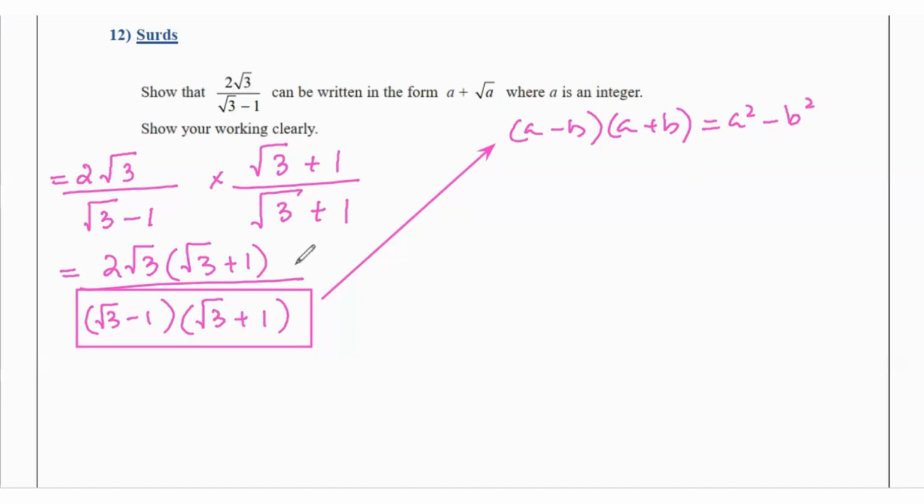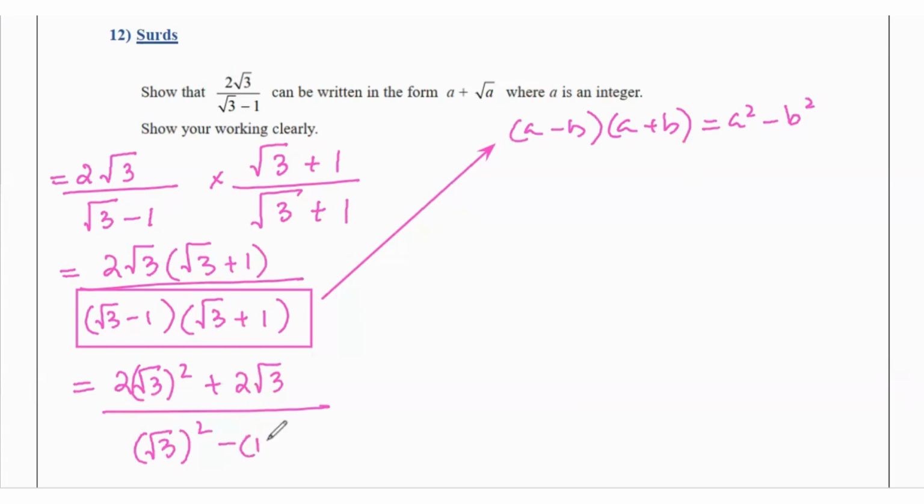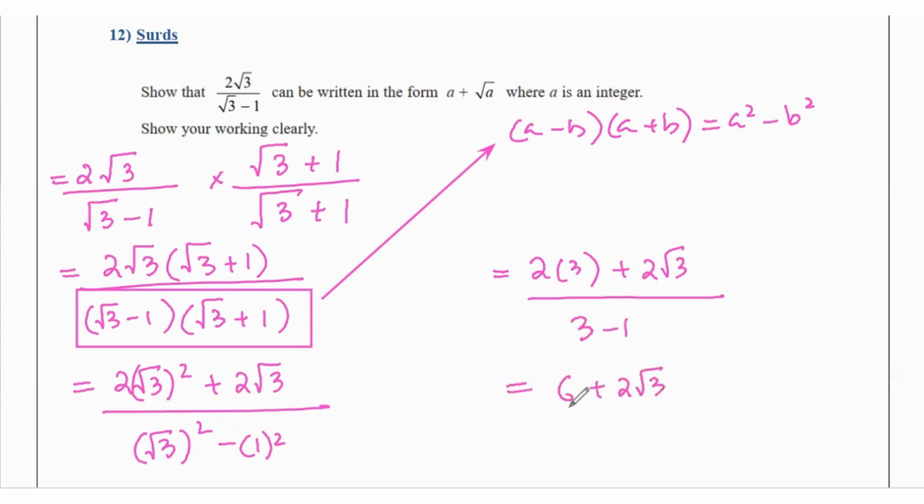If you want to save time, you can just convert it to difference of perfect square form, where you can rewrite this as root 3 whole square minus 1 square. Now, square of a root is the number itself, so that's 2 times 3 over here. So that's also 3 minus 1. That's 6 plus 2 root 3 over 2. And that gives us 3 plus root 3. And as you can see, it was a plus root a, which means a equals 3. And that is your final answer.